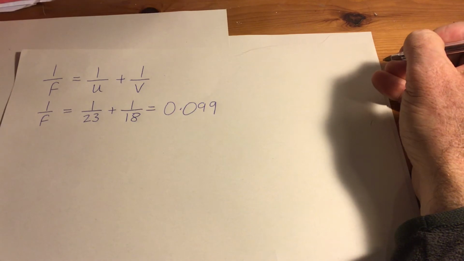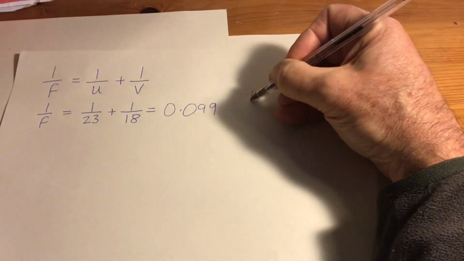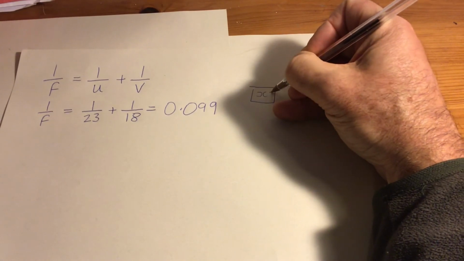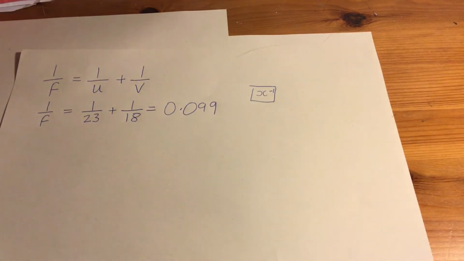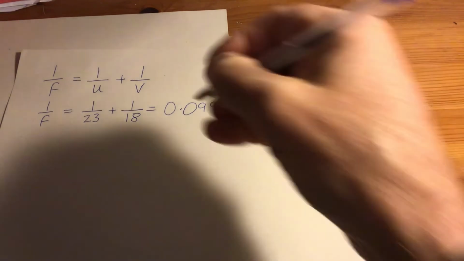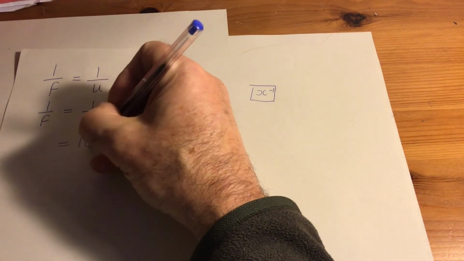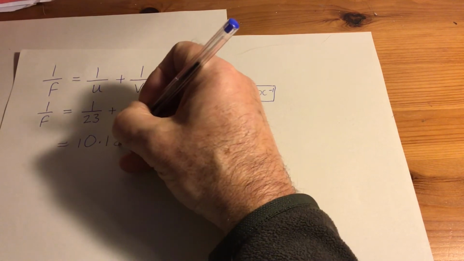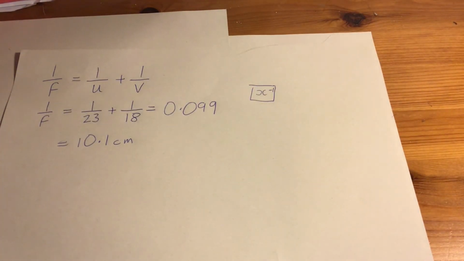So I have to press the reciprocal button, which looks like this, x to the minus 1. I press that button, if you can find it, and then I press the equals button again, and I find that the answer is 10.1 centimetres. So 10.1 centimetres is the focal length. Now I repeat this for each of the pairs of readings I've got, and I'll get 3 different values which should be close to each other. And I then find the mean in the usual way by adding them together and dividing by 3.